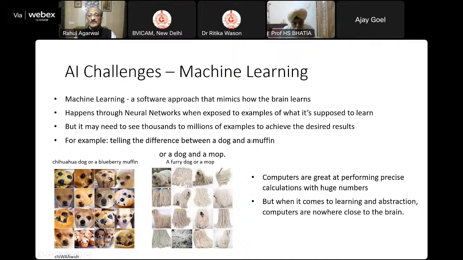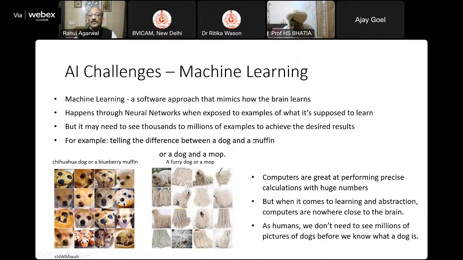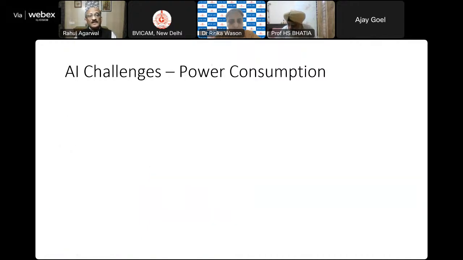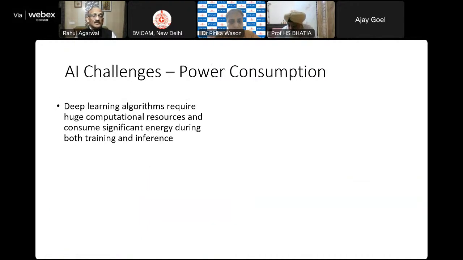But when it comes to learning and abstraction, computers are nowhere close to the brain. As humans, we don't need to see millions of pictures of dogs before we know what a dog is. So there's a fundamental difference between the way our current machine learning works and the way our brain works. Apart from this, there is also a challenge of power consumption. The deep learning algorithms require huge computational resources and consume significant energy during the training and inference.